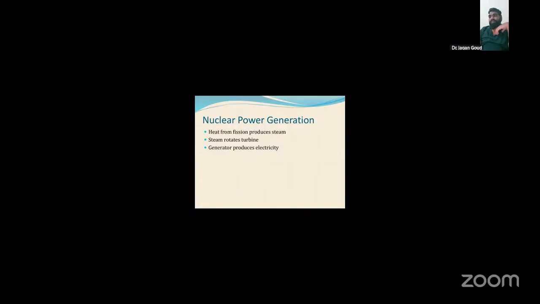Nuclear power generation. Nuclear power generation is the process of producing electricity using heat released from nuclear fission reactions. The basic principle is similar to conventional thermal power plants, but instead of burning fossil fuels, the heat is generated through controlled nuclear reactions. The major stages are heat production from nuclear fission, conversion of heat into steam to rotate a turbine, and electricity generation using a generator.